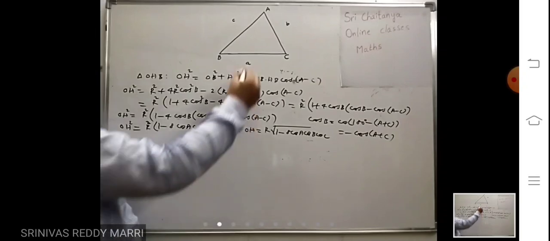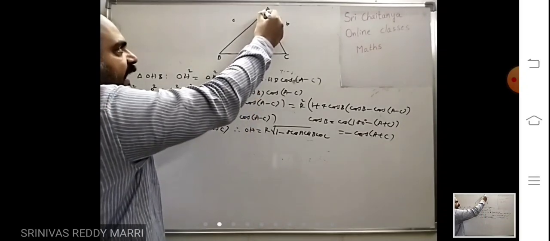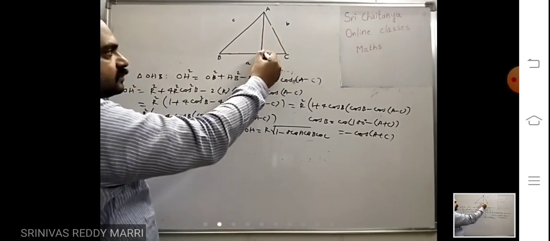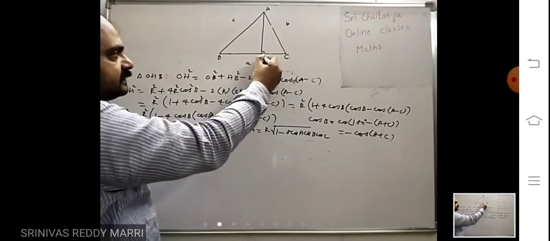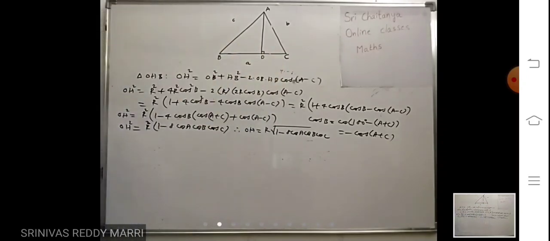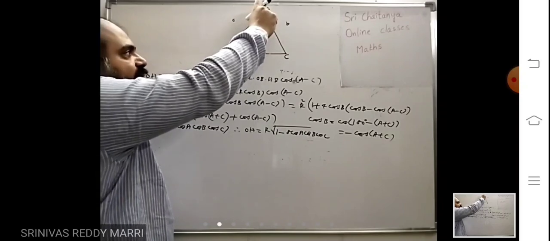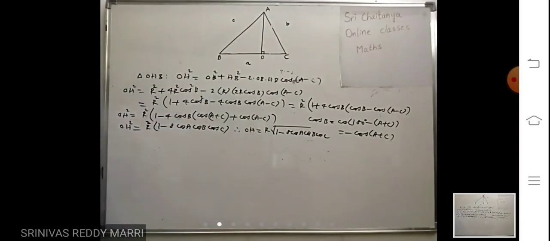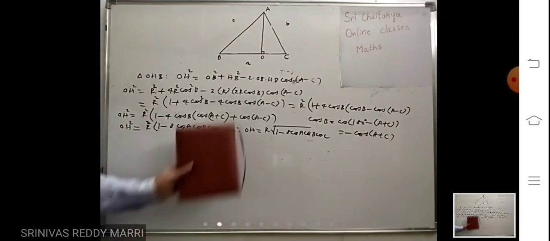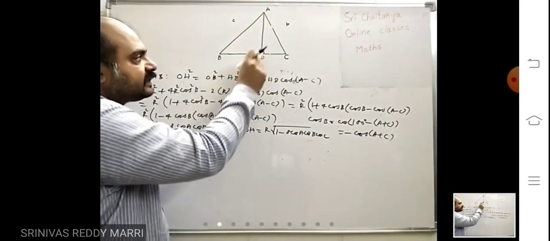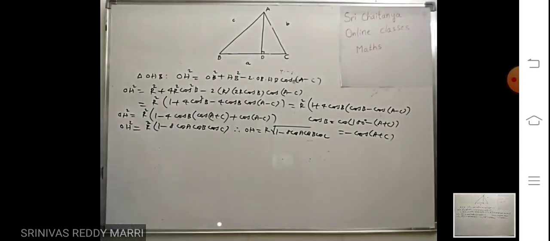I am dropping altitudes. Look at it. So this is one altitude. Altitude means from this point I have dropped a perpendicular upon BC. This D, wherever the perpendicular meets, is called the foot of perpendicular.